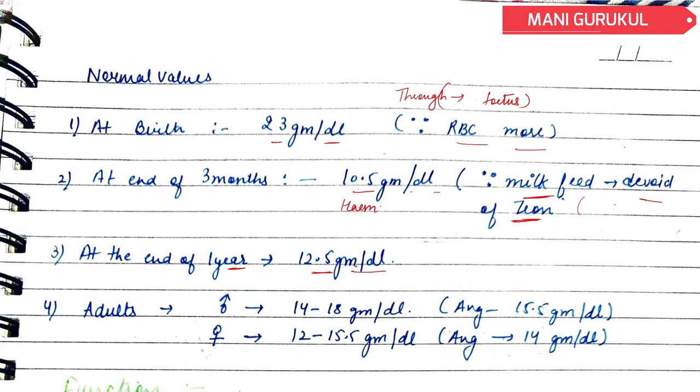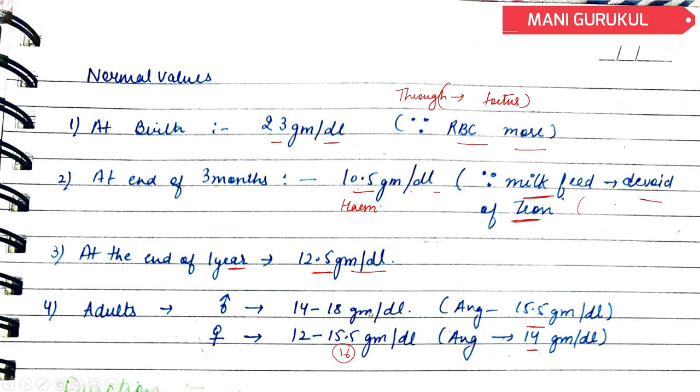You have to memorize these values. And in adults, we have different values. In males, we have 14 to 18 gram per deciliter, average 15.5 gram per deciliter. And in females, we have 12 to 16 gram per deciliter, average 14 gram per deciliter.